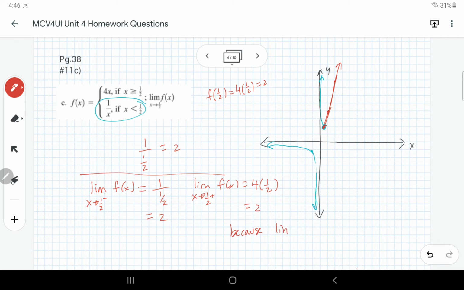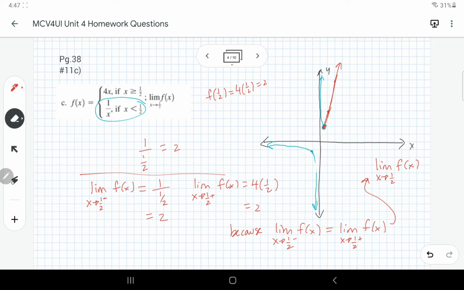So because the limit as x approaches 1/2 from the left of my function equals the limit as x approaches 1/2 from the right of my function, we know that the general limit as x approaches 1/2 of my function is 2. So you would evaluate the two different sided limits there and come out with equal values. So that means the limit exists, even if it was discontinuous, but it's not.